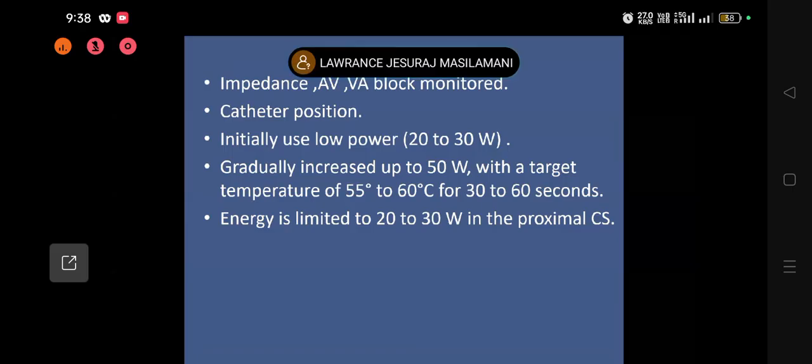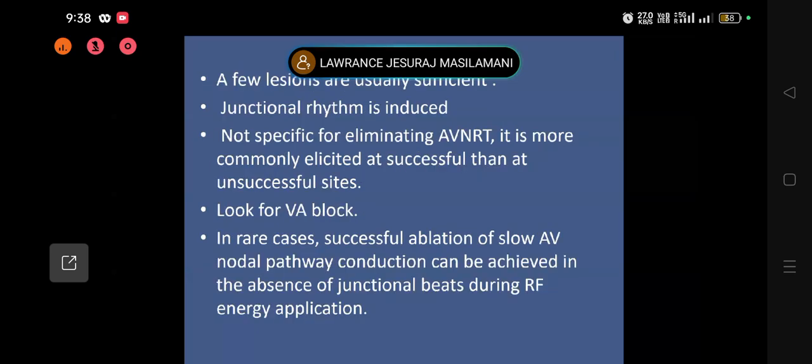You can initially use low power, 20 to 30 watts, and gradually increase up to 50 watts with a target temperature of around 55 to 60 for 30 to 60 seconds. Energy has to be limited to 20 to 30 watts when you are delivering in the proximal CS, looking at the impedance. A few lesions are usually sufficient. Don't consolidate too much.